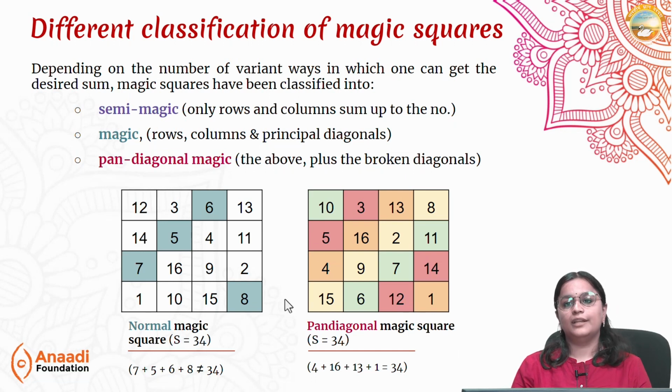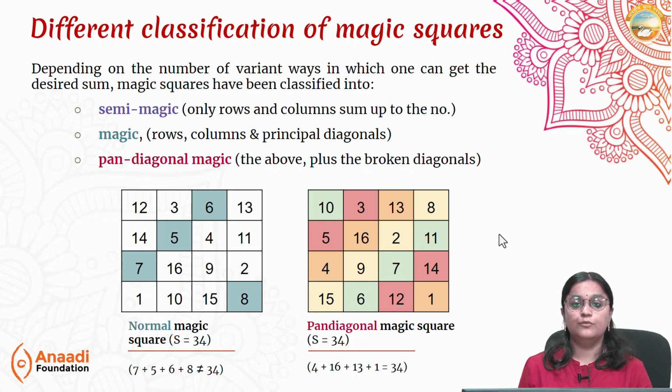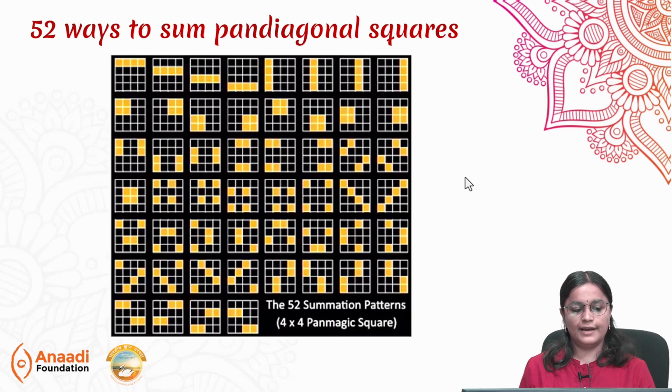This figure on the right is a pan-diagonal magic square, where it has extra properties from our normal magic square, which we see on the left hand side. Now, as you can see on this slide, there are 52 unique ways to sum pan-diagonal squares, and these are marked in the yellow in each of these cases, as you can see in front.